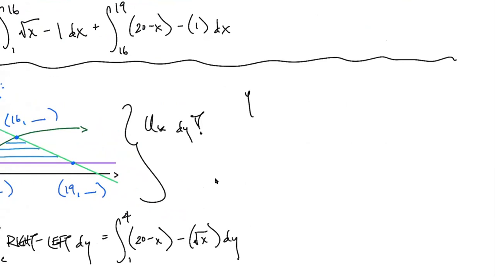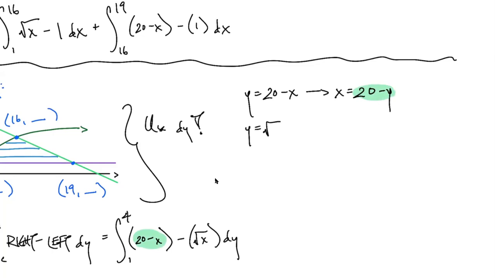So the original equation was y equals 20 minus x. How do I get x all by itself? Well, I do a little arithmetic and I get x equals 20 minus y. This is what I'm going to put in place of this. I want to change it to be an equation with y's, so it matches with my y bounds and my dy.